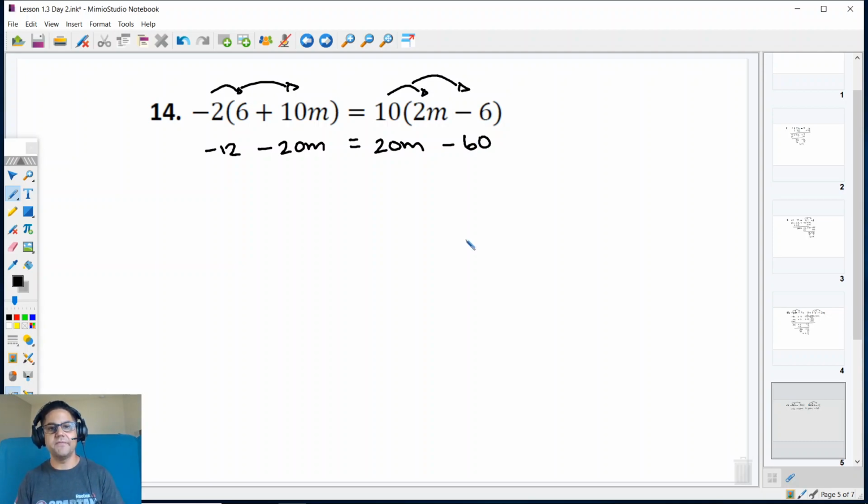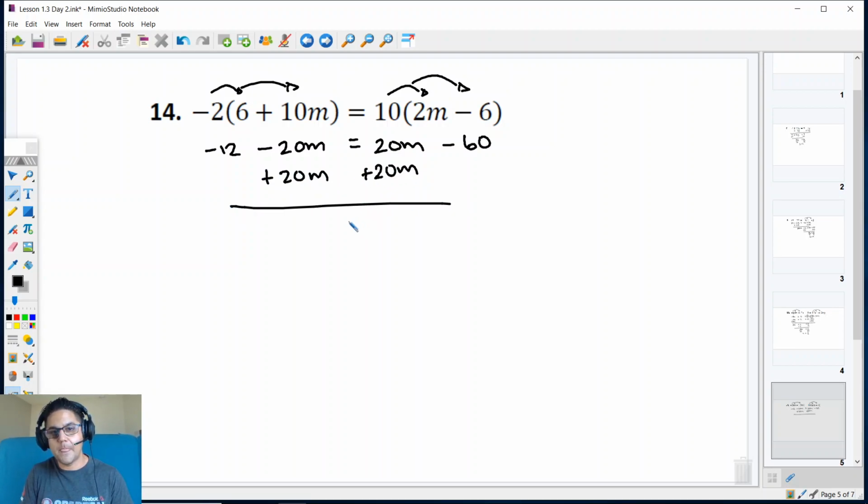All right, move your smallest variable. So let's go ahead and add 20m, both sides. Notice how they do not disappear. Some students may accidentally cross them off and say, oh, nothing's going to work. No, it's 40m. We got to subtract 60, and this is -12. All right. Stretching out my back. Let's go ahead and move the -12 over here.